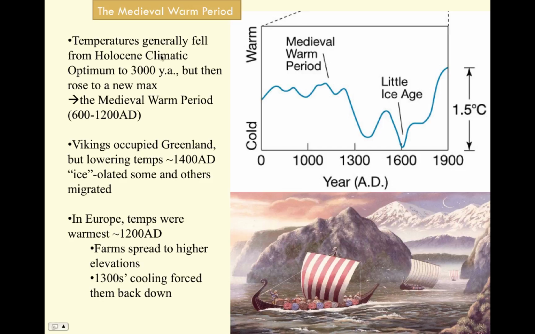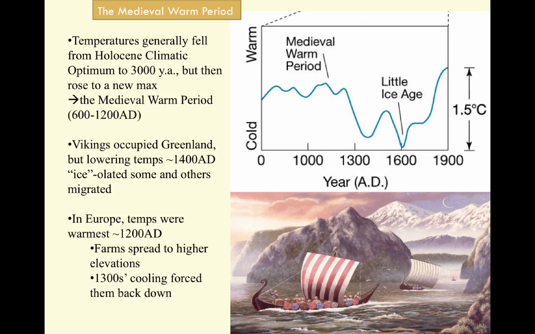Temperatures generally fell from the Holocene climatic optimum to about 3,000 years ago, but then started to rise and got to a new maximum called the medieval warm period. The medieval warm period was roughly from 600 to 1200 AD. This is a time where the Vikings occupied Greenland, and actually grew plants in the southern part of Greenland.